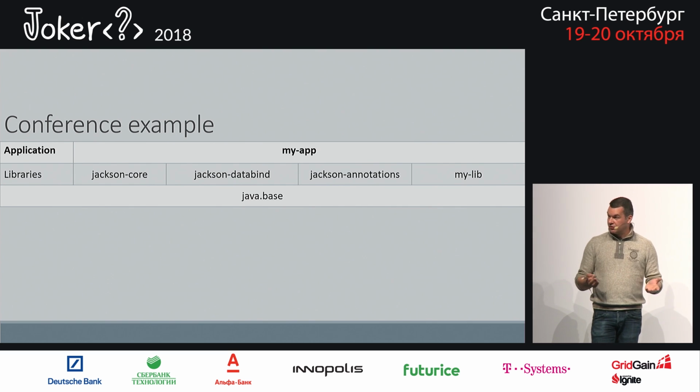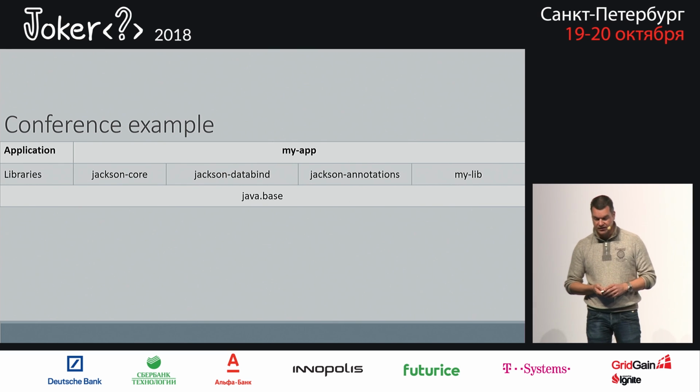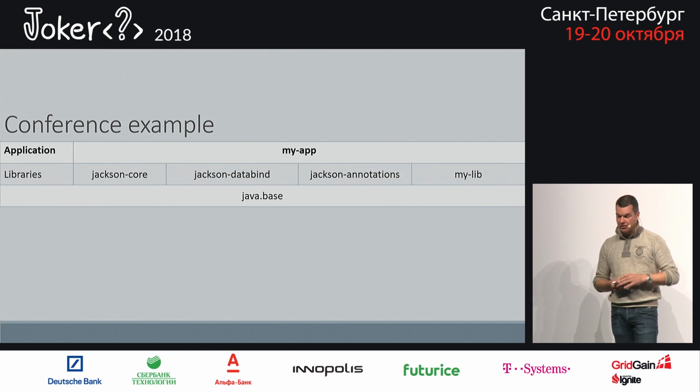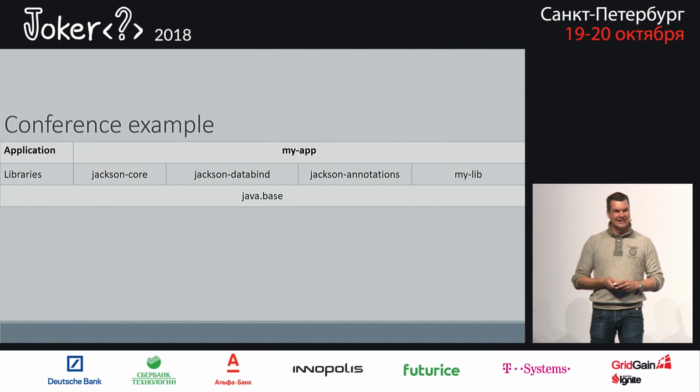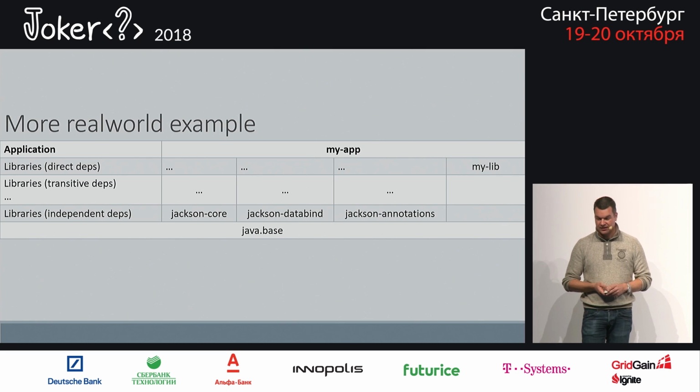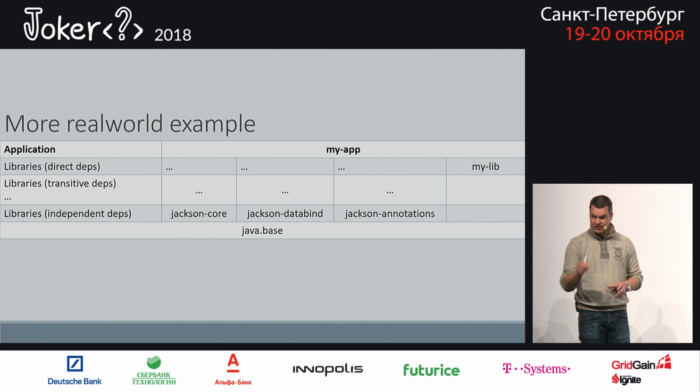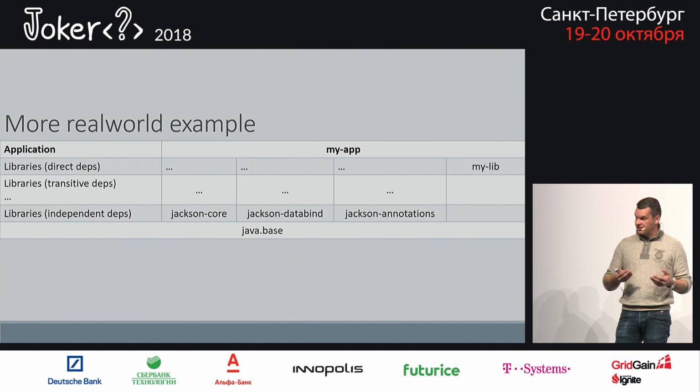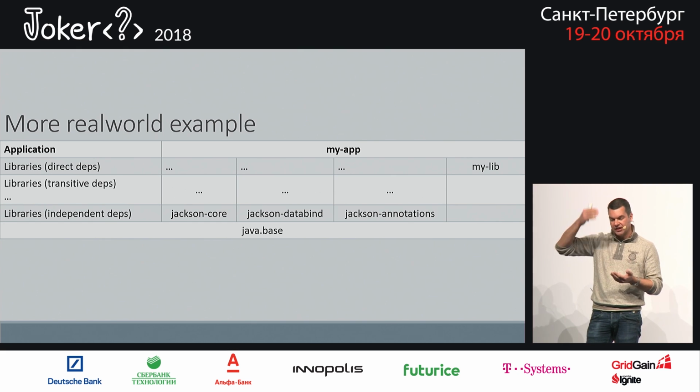If you have been to different conferences and have listened to someone from the Jigsaw team, you will always see this application. There is this My App, and it has a mylib, and it is using Jackson Core, Jackson Databind, and Jackson Annotations. And these are all on top of Java base. We say, well, this is not really a real-world example, because that would look something like this. We have my application. It has direct dependencies. They have transitive dependencies, and this can be quite a long list. And on the bottom, you have these Jackson libraries.